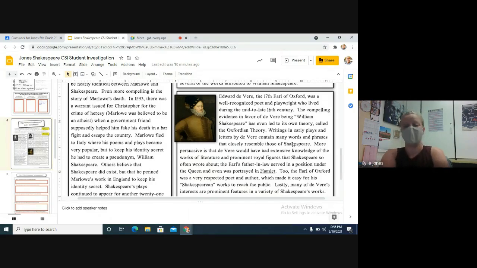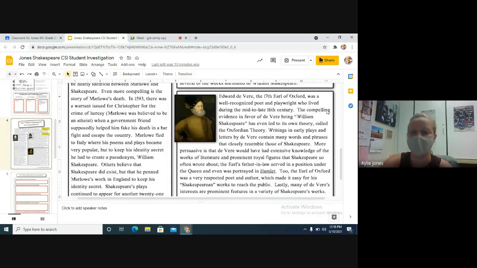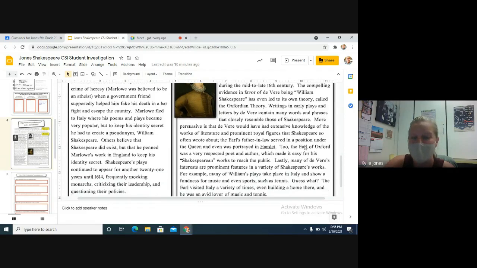We'll get there. The last one, Edward de Vere. He is the 17th Earl of Oxford. He was a well-recognized poet and playwright who lived during the mid to late 16th century. The compelling evidence in favor of de Vere being William Shakespeare has even led to its own theory called the Oxfordian theory. Writings in early plays and letters by de Vere contain many words and phrases that closely resemble those of Shakespeare. More persuasive is that de Vere would have had an extensive knowledge of the works of literature and prominent royal figures that Shakespeare so often wrote about.